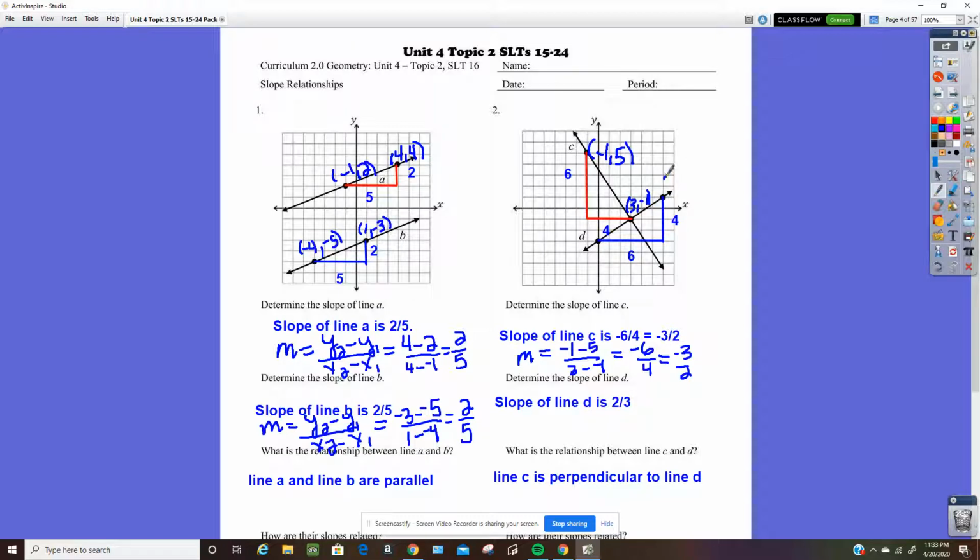1, 2, 3, 4, 5, 6, 1. So this point right here. And this point is 1, 2, 3, 0, -3. My pen is having a problem writing here. So 0.